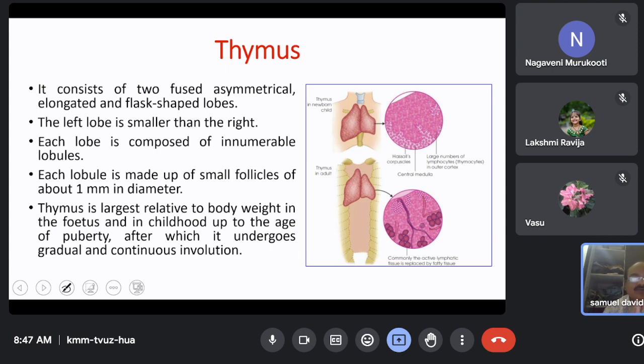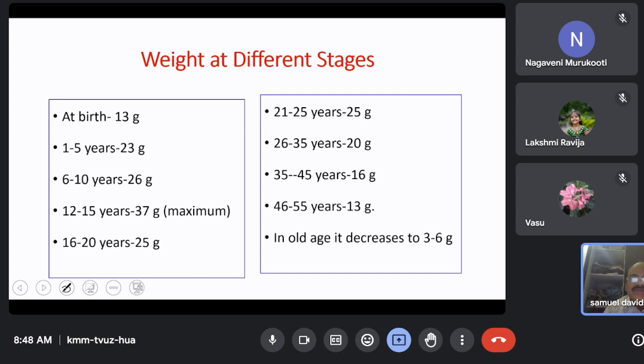That means it undergoes continuous involution. Continuous involution means gradually it gets degenerated. Let us see how it continuously gets involuted. At birth, its size or weight is said to be 13 grams, which reaches a maximum of 37 grams by the time we reach puberty, and gradually it comes down to 3 to 6 grams in old age. What happens here? It gets involuted.